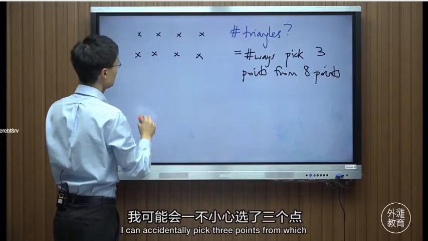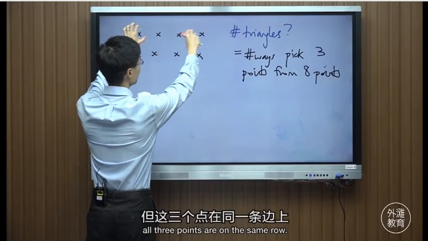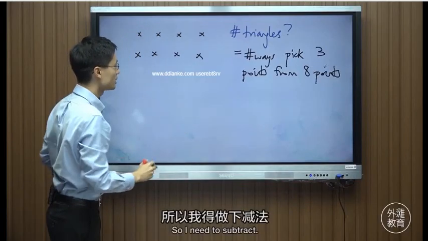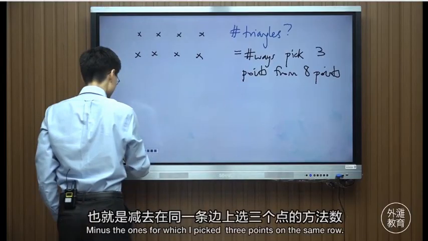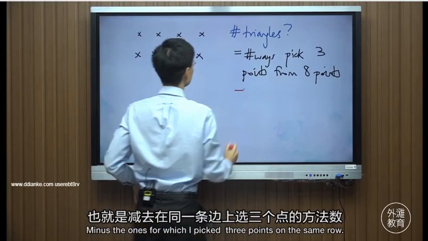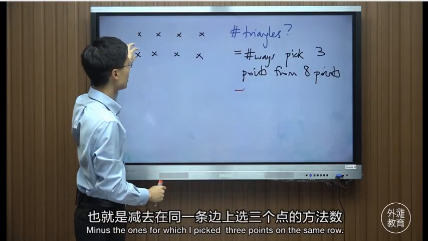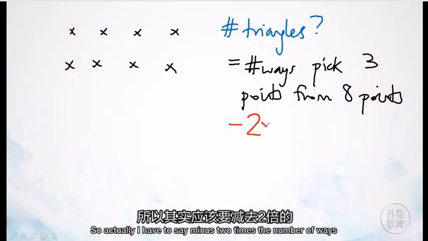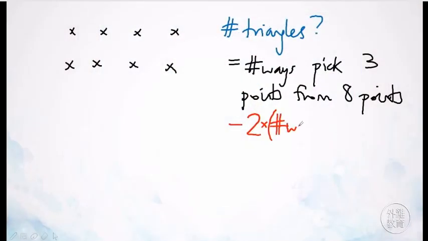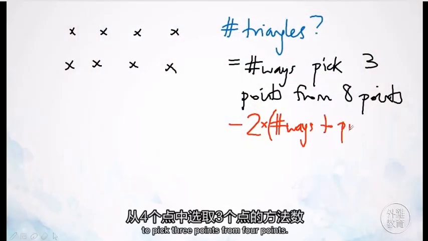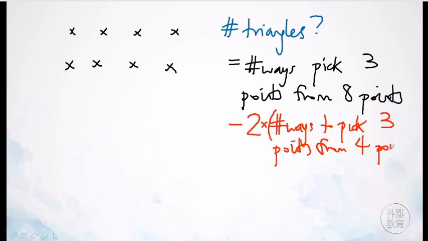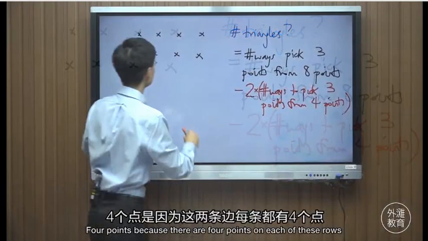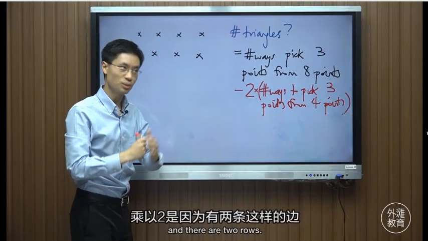I can accidentally pick 3 points for which all 3 points are on the same row. So I need to subtract the ones for which I picked 3 points on the same row. I have 2 such lines. So I'll actually have to say minus 2 times the number of ways to pick 3 points from 4 points, because there are 4 points in each of these rows, and there are 2 rows.